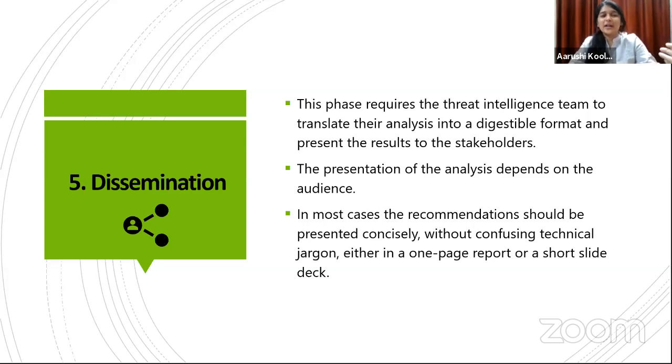Dissemination. Now, this phase requires the threat intelligence team to translate the analysis into a digestible format and present the results to the stakeholders, right? So the presentation of the analysis depends on the audience, right? So whatever you present, it depends on the audience. If the audience understands all the technical things, you present it accordingly, right? So in most cases, the recommendation should be presented concisely without confusing technical terms, like a one-page report or a short slide deck, right?